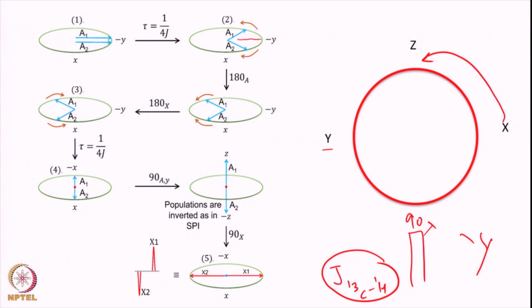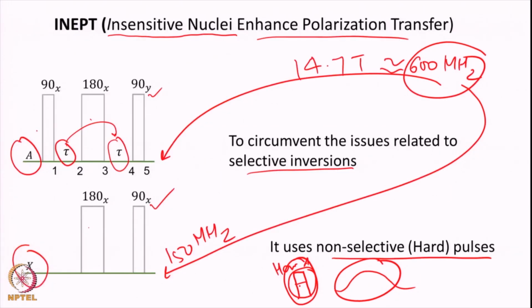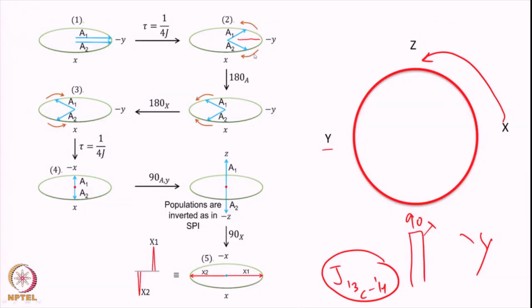Second case: both the spins are in the minus y direction, and during this tau period they start from here and move like this, like this. So that is what is shown here. Now both of these vectors are moving in opposite directions.